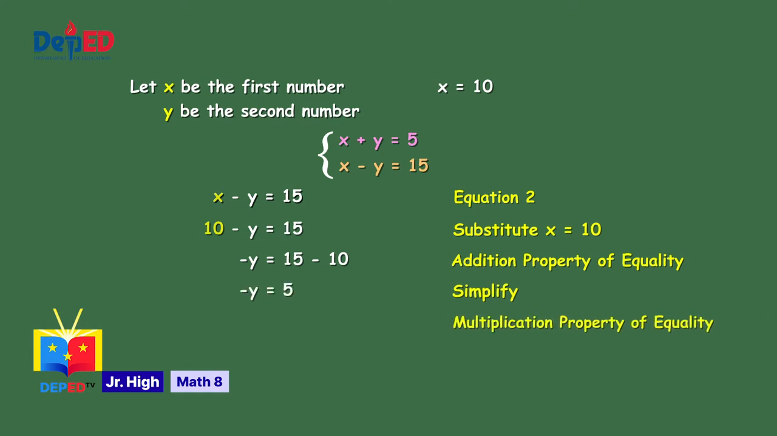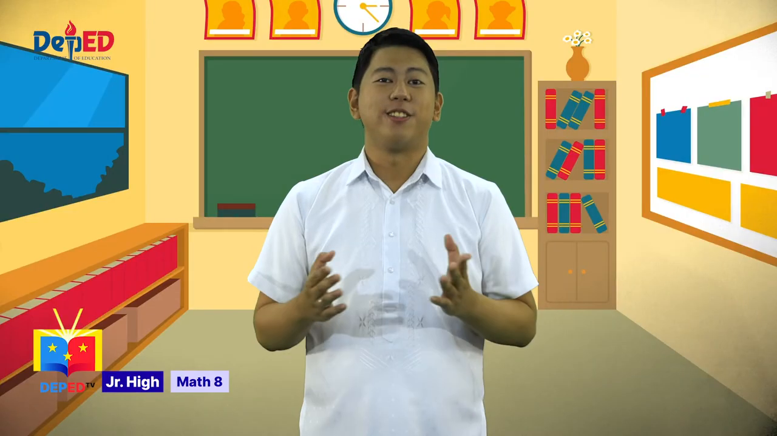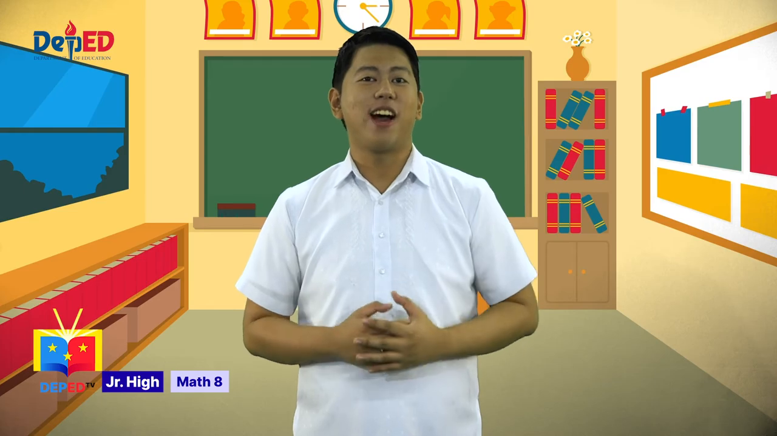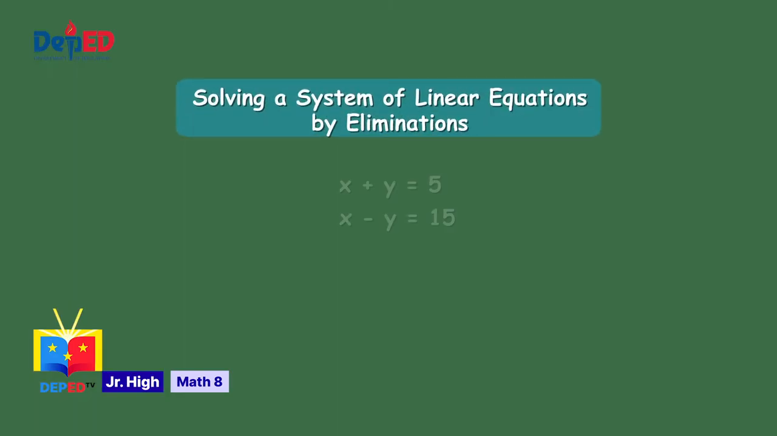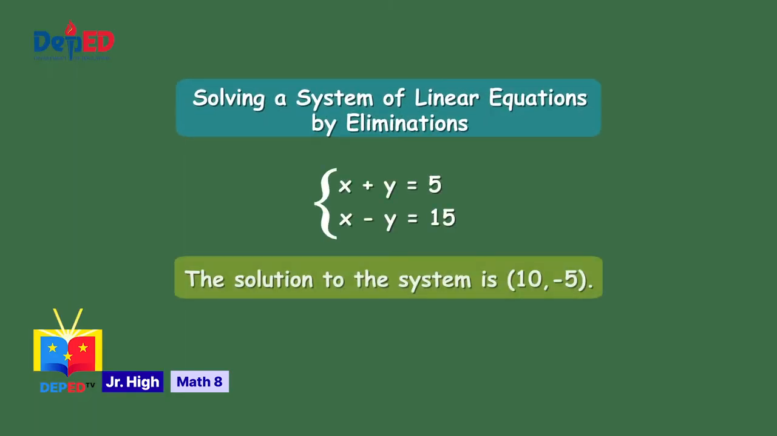Then, we multiply both sides of the equation by negative 1. Hence, the value of y is negative 5. Thus, the answer to the second riddle is 10 and negative 5. This also means that the solution to the given system is the ordered pair 10, negative 5.